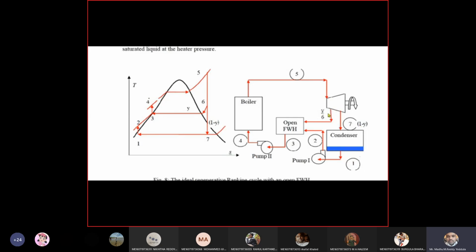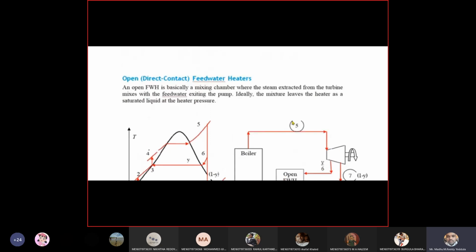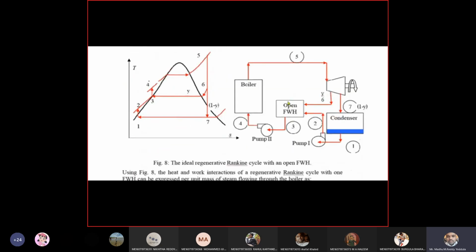Which means at 6, y kg of steam is entering into the open feed water heater. Got it? So 5 to 6 is the 1 kg of steam expanding, and 5 to 7, 1 minus y kg of the steam is expanding. This 1 minus y kg of steam, after expanding completely in the turbine, is allowed to pass through the condenser, thereby it gets condensed. And again, this condensed liquid we are mixing with the y kg of the steam trapped from the turbine after partial expansion. That's why we are calling it direct contact. So the other name is open type feed water heater or direct contact feed heater.